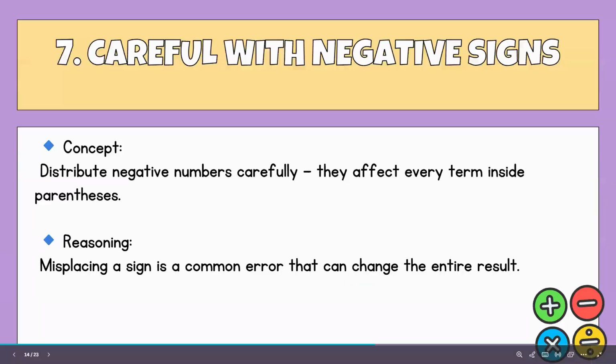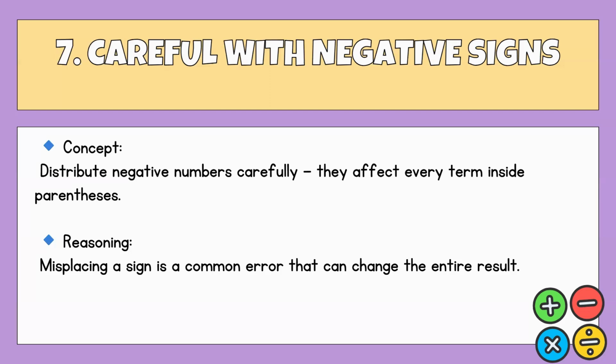Tip 7: be careful with negative signs. Distribute negative numbers carefully because they affect every term inside the brackets or parentheses, just like positive numbers. You treat them just like positive numbers but add a negative sign because they will also affect the answer. You may get the same answer, but it will become positive. Positive is not equal to negative, right? So you'll just get the whole answer wrong. So be very careful with negative signs.